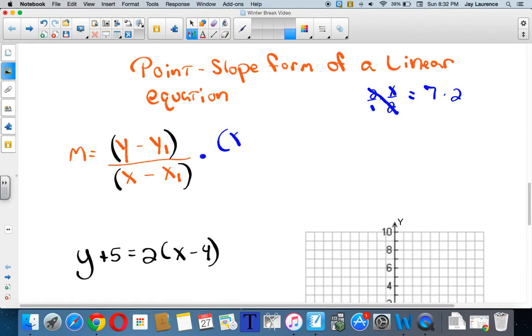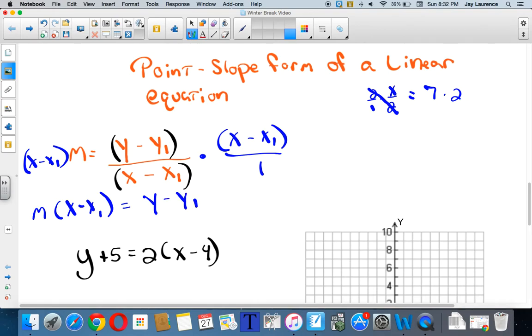I'm going to do it, so to make sure you did it right, put that over 1, and then over here, I'm going to do x minus x sub 1. Okay, now I'm going to rewrite this side using the commutative property. So I'm going to get m times x minus x sub 1, and that's going to be equal to y minus y sub 1. And this is point-slope form. Some of you will see it written this way, where it goes y minus y sub 1 equals m times the quantity of x minus x sub 1, which is just the same thing. I just used the property of equality, right?